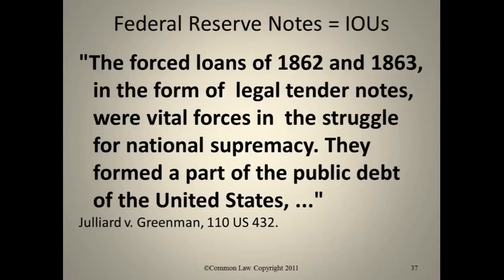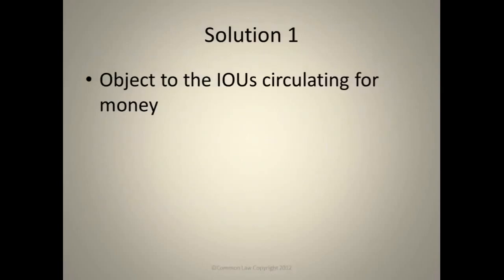The forced loans of 1862 and 1863 in the form of legal tender notes were vital forces in the struggle for national supremacy. They formed a part of the public debt of the United States. That is U.S. Supreme Court, people. Federal Reserve notes are IOUs. They're forced loans. They're legal tender. You are forced to loan the government money because they're bankrupt and they're run by a bunch of thieves.